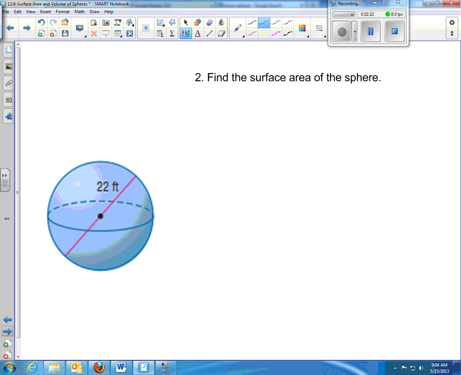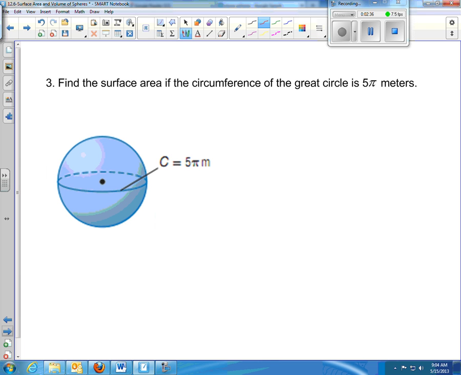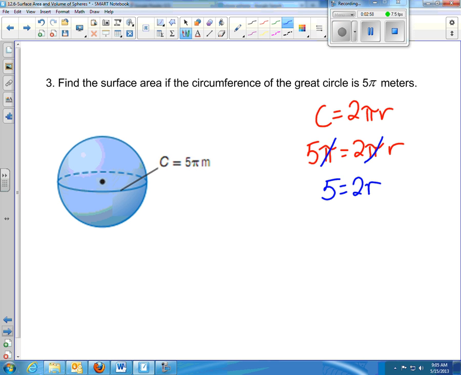All right. Number 2, 22 is that whole diameter. So think about if that's the diameter, our radius is 11. Go ahead, you guys can plug and chug that into your formula on your own. Number 3, find the surface area if the circumference of the great circle is 5 pi meters. Well, remember our circumference formula is 2 pi r. So let's plug in 5 pi and set it equal to 2 pi r. I noticed that I have a pi on both sides, so that's going to cancel. And I get 5 equals 2r. So divide both sides by 2, and my radius is 2.5.